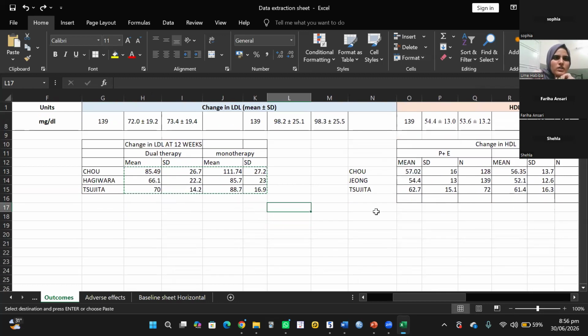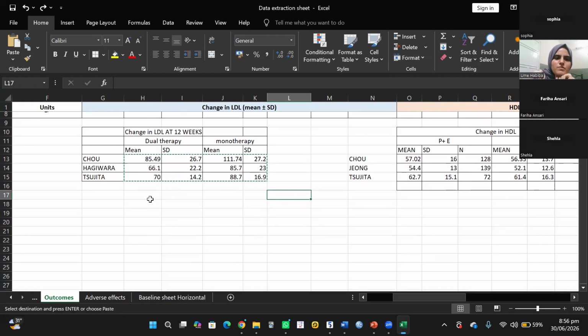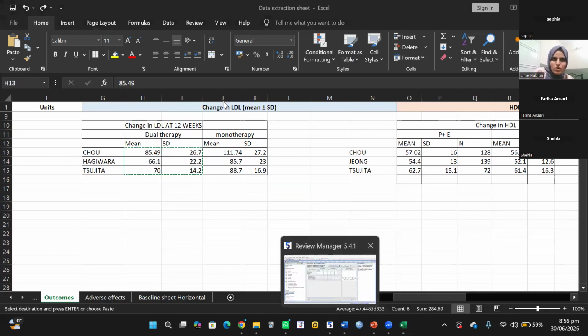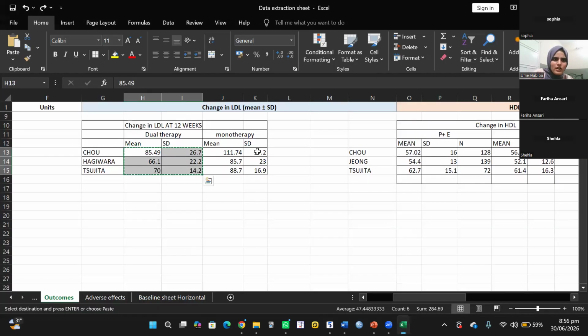I really can't find the option where we can just add a column. But what we can do is just copy paste separately. Copy this and paste it into the dual therapy columns, Control V. And for these totals, I'm going to take data from the above table. You can do that as well. It's like directly copy pasting.